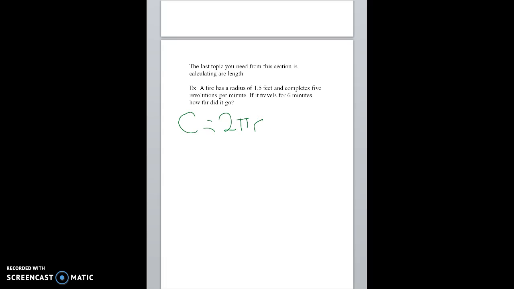So the circumference of this tire is 2 pi times 1.5, because that was the radius, which gives 2 times 1.5 is 3, so the circumference is 3 pi. Every time it makes a revolution, it goes 3 pi feet. We're told in the problem that it completes 5 revolutions per minute. If it travels for 6 minutes, it's made 30 revolutions.